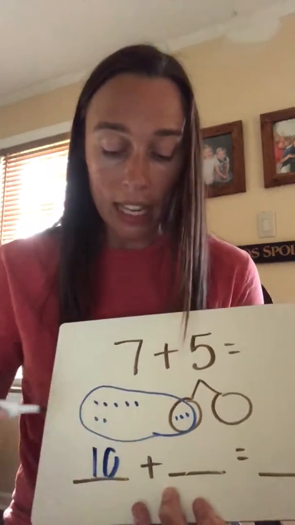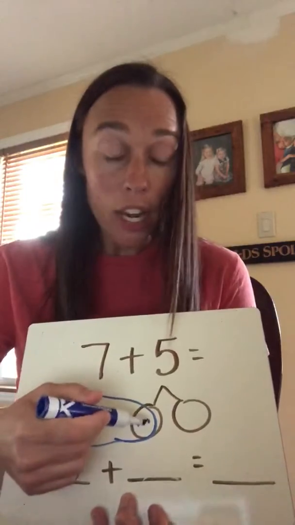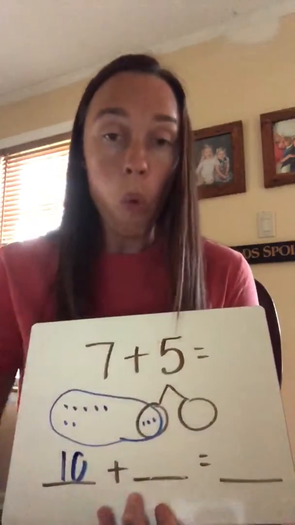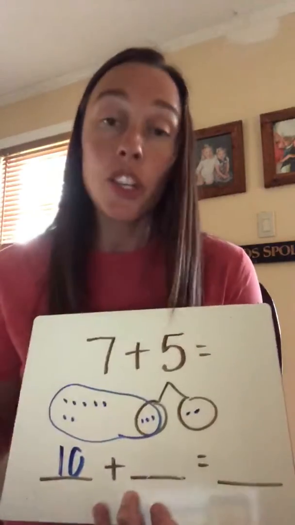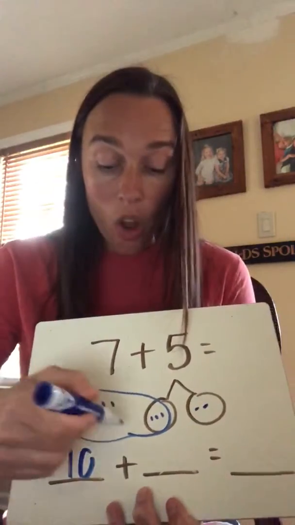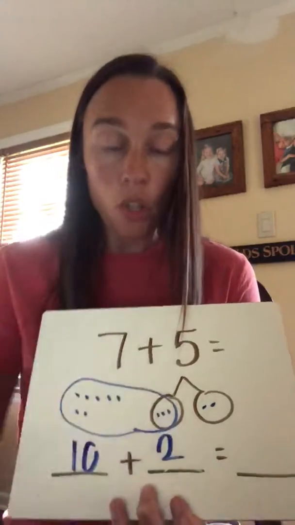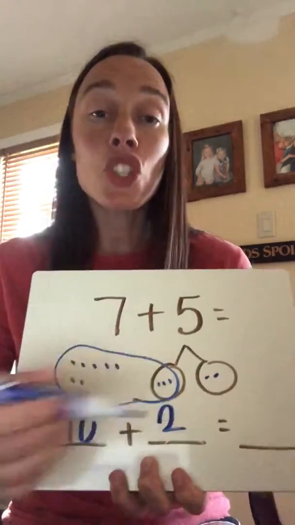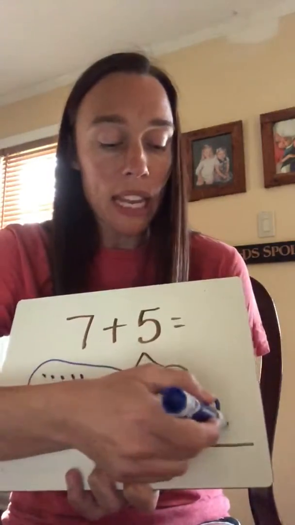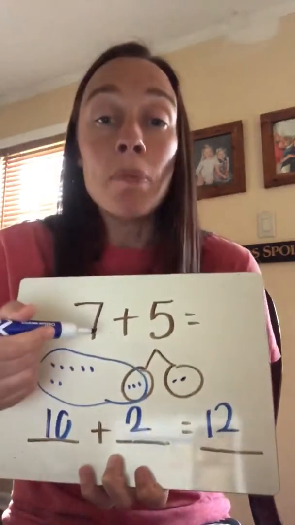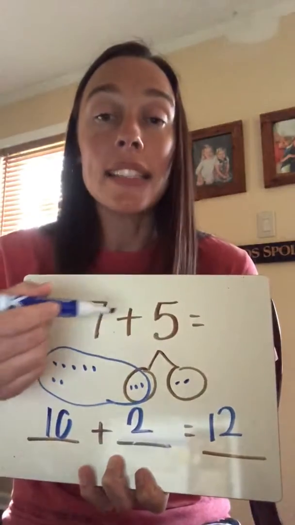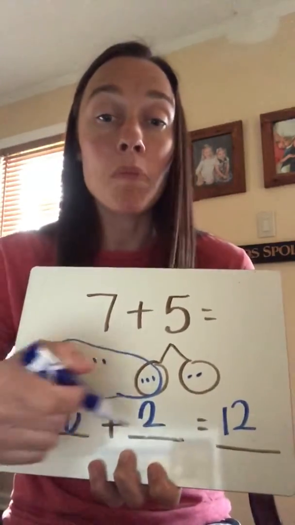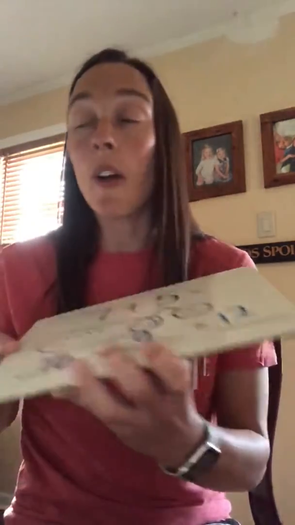I have 10. So I had 3 here. 3 plus what is going to give me 5? 3 plus 2. So I know I now can say 2. 10 plus 2 is going to give me 12. It's much easier to make a 10 than it is to add 7 plus 5. 10 plus 2 equals 12.